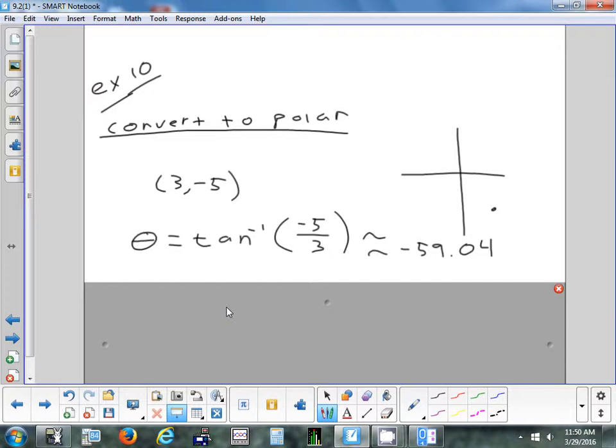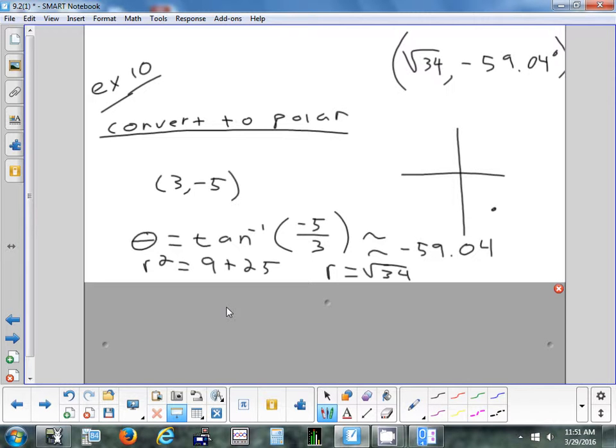And how do I find my radius? R squared equals x squared plus y squared. So it's the square root of 34. Yeah, let's just write that. So r is square root 34. Right, so one way you can write your point is (r, theta).